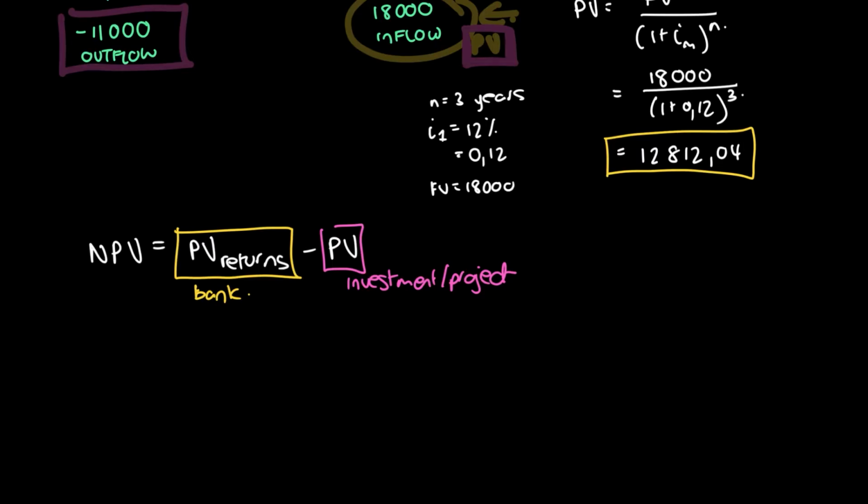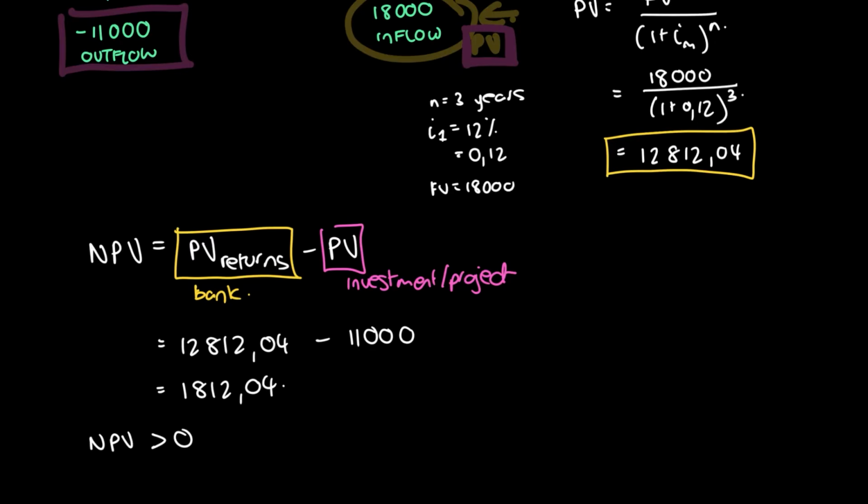And if you have it like that, what you're going to notice is, for our example here, we'll have 12,812 Rand and 4 cents minus the 11,000, and it's going to give us 1,812 Rand and 4 cents. And what we see here is that if the net present value is positive, so if the NPV is greater than 0, then we are going to want to invest in the investment or project.